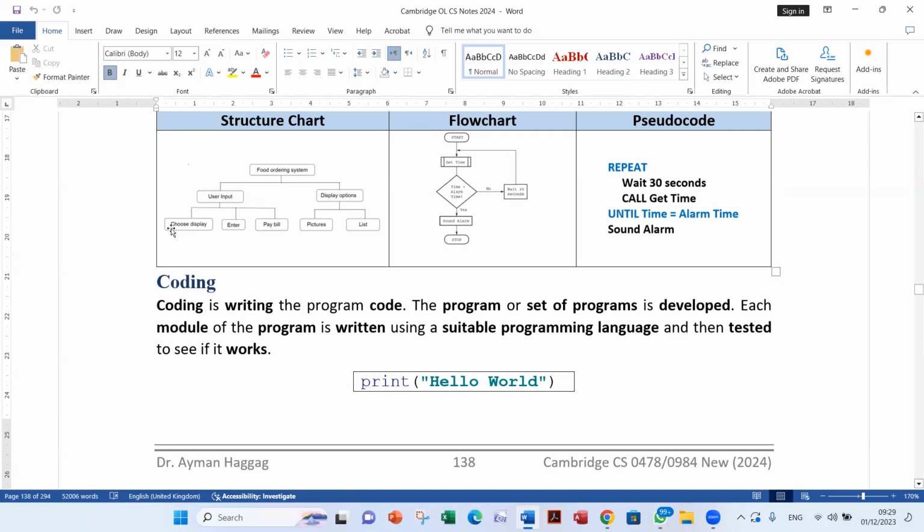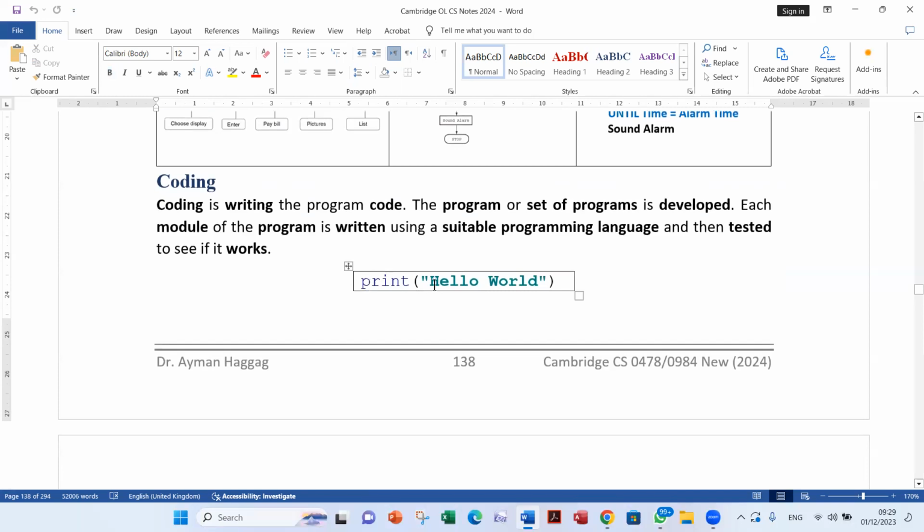Each module, so this is a module, this is a module, this is a module. When you do top-down design, you split your program into modules. Each module of the program is written using a suitable programming language and then tested to see if it works. And this is a very simple program. I will be running Python code for you right now, just to see how things would go. But actually you don't need to study exactly Python.